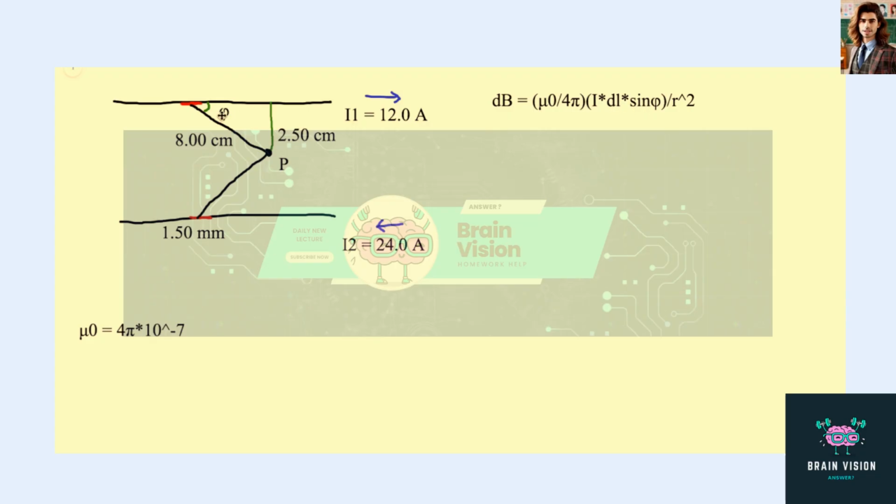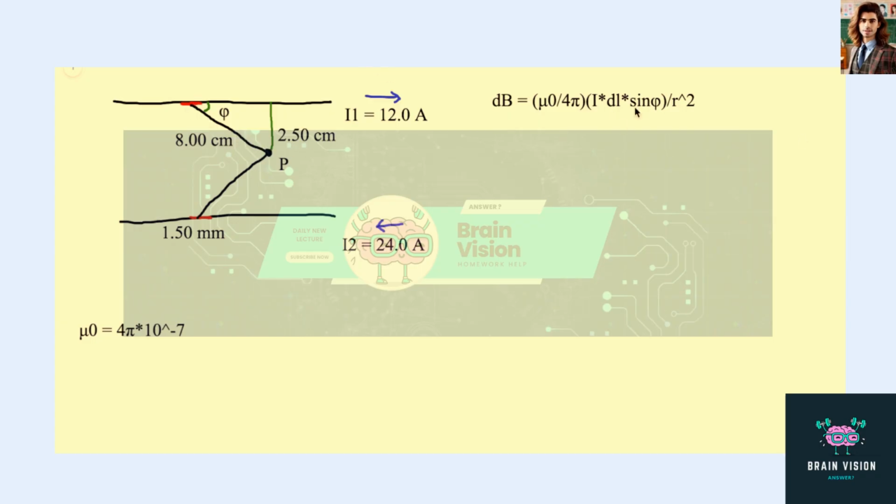Here, this angle phi, this is the angle that we're going to want. We want the angle between the current and the direction pointing to the point that we want. And then r is going to be the actual distance, so that's going to be our 8 centimeters here.